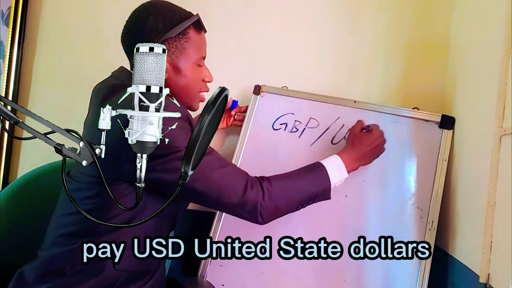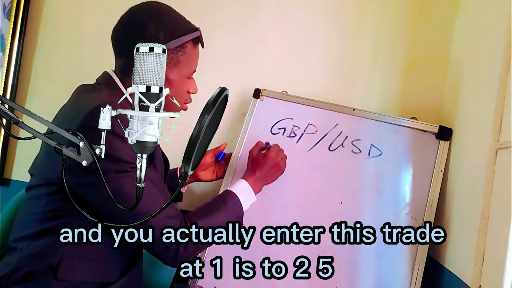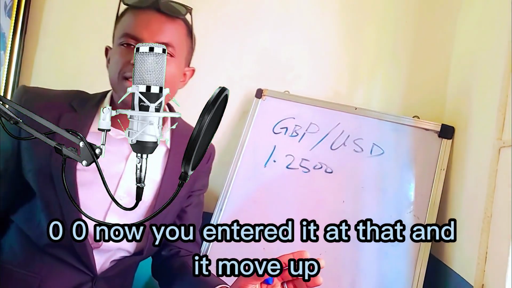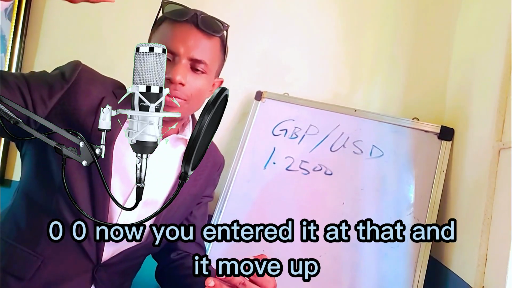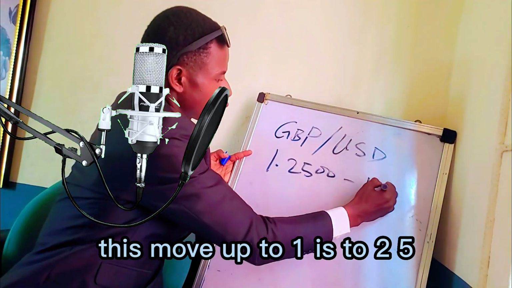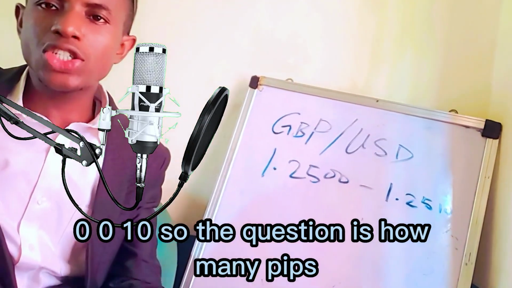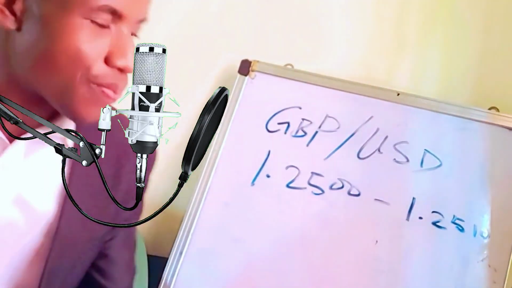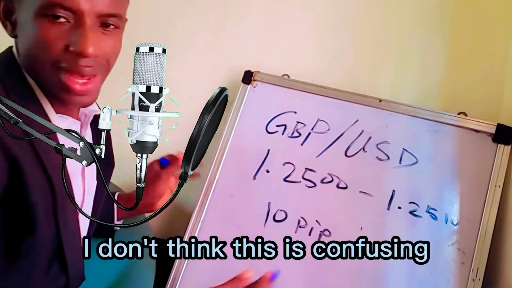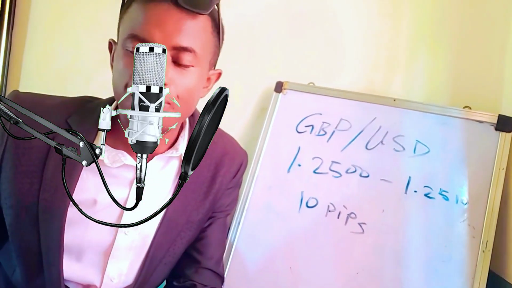Pay USD, United States dollars, and you actually enter this trade at 1:2500, and it moved up. This moved up to 1:2510. So the question is, how many pips? That has given us 10 pips. I don't think this is confusing. I think this is clear. That's just it. That's 10 pips.